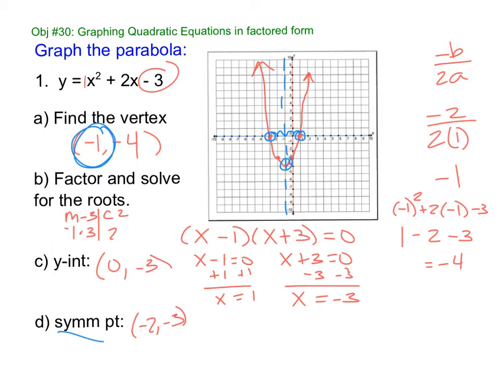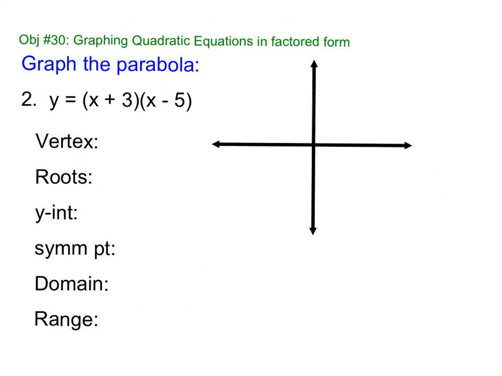The midpoint, the average. So if we didn't want to find the vertex using negative b over 2a, what we could have done is taken these two numbers, negative 3 plus 1, and just divide by 2. The vertex is exactly in the middle of the two roots. Okay? We're going to use that fact for the rest of these problems.